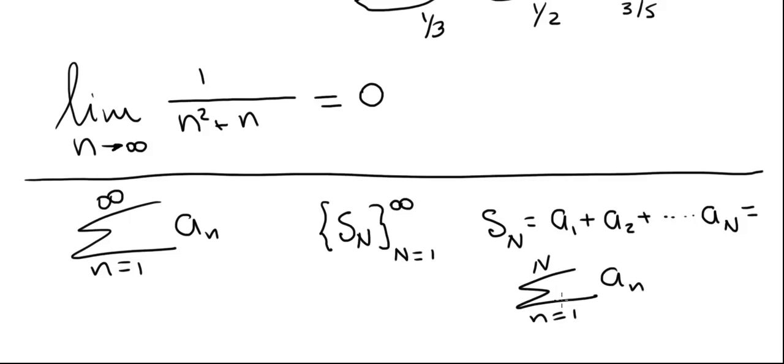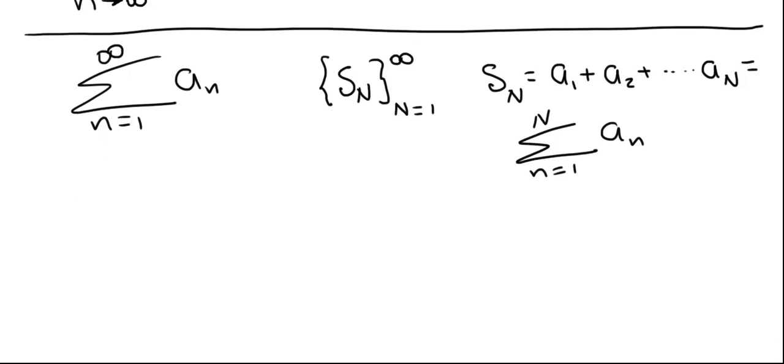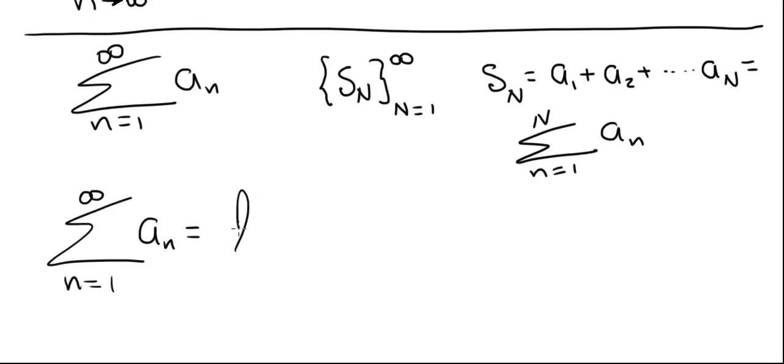Now, the definition of an infinite series says that if the limit of the sequence of partial sums exists, then the series converges to that limit. That is, the summation from 1 to infinity of a sub n is defined to be the limit as capital N goes to infinity of S sub N. So if this limit is finite, the series converges to that limit. If the limit doesn't exist, then we say the series diverges.